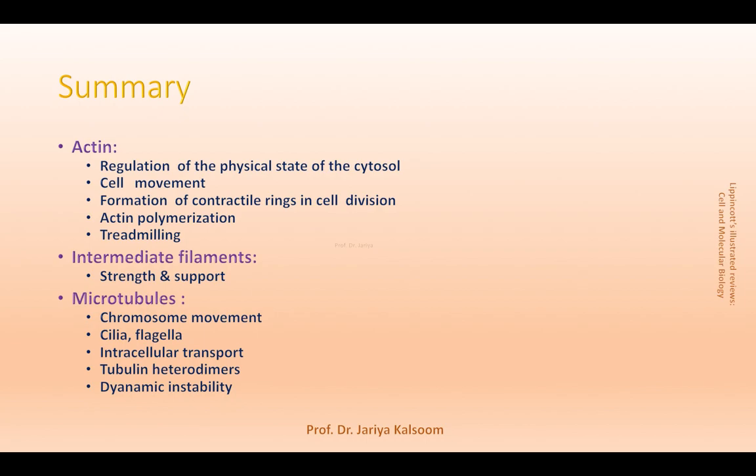To summarize, the cytoskeleton is a complex of protein filaments found throughout the interior of the cell. Three principal types of protein filaments of the cytoskeleton are actin filaments, microtubules, and intermediate filaments. Accessory proteins bind to and regulate the function of the cytoskeletal proteins. Functions of actin in non-muscle cells include regulation of the physical state of the cytosol, cell movement, and formation of contractile rings in cell division.